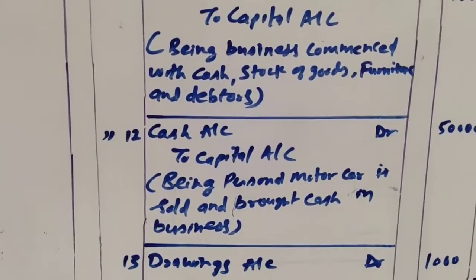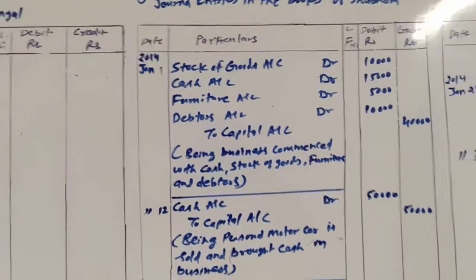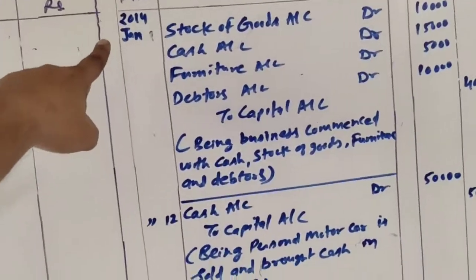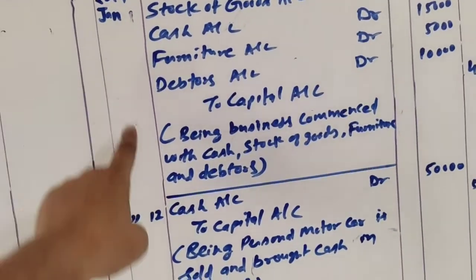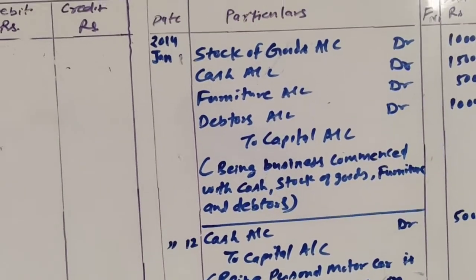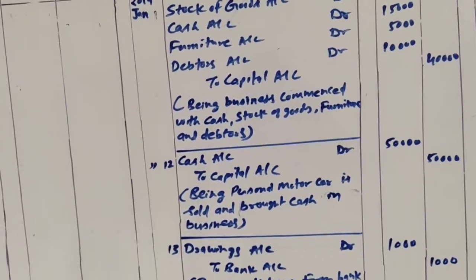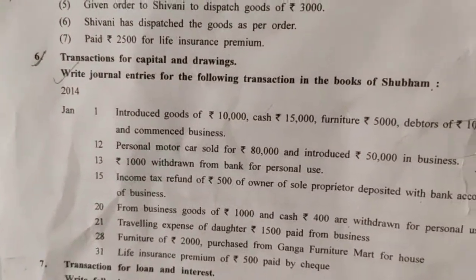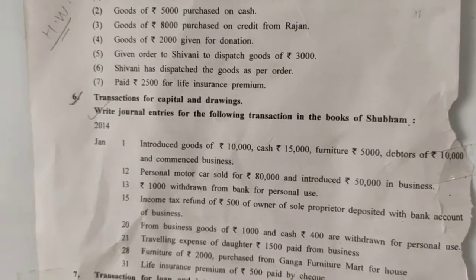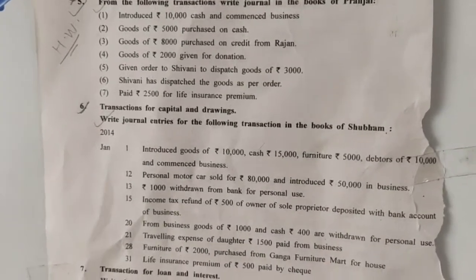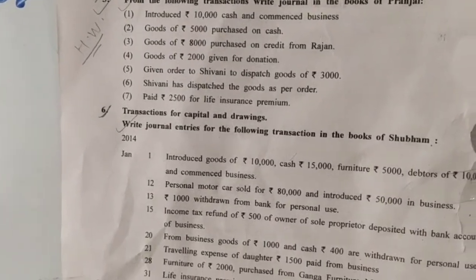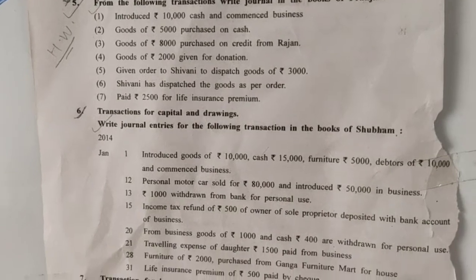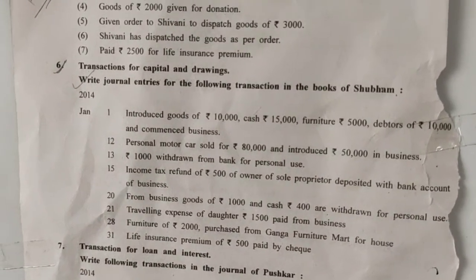The date of this transaction was 12, and we have written here January and 2014 in January, so that we will copy here, and 12 will be written as a date. Next transaction, the third transaction, rupees 1,000 withdrawn from bank for personal use. Now withdrawn from bank, so bank balance will decrease, or you may say bank is the giver, right? But withdrawn for what? For personal use.